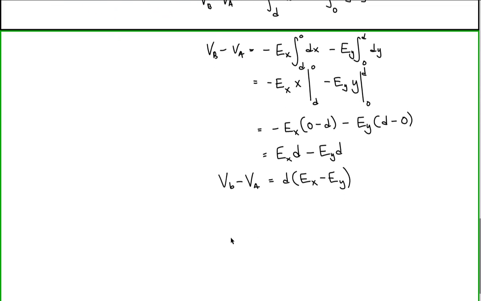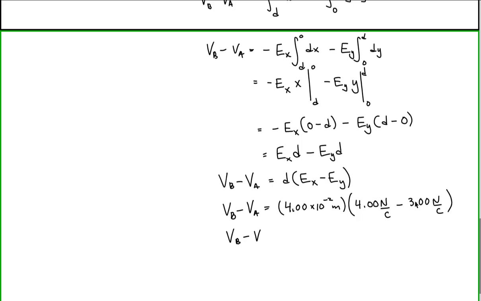We now have taken this as far as we can go algebraically, so let's go ahead and plug in numbers. The potential difference from A to B is equal to d. D we define to be 4 centimeters, which is 4 times 10 to the minus 2 meters, times the quantity, well, this is the x component of the electric field, which is 4.00 newtons per coulomb, minus the y component of the electric field, which is 3.00 newtons per coulomb.